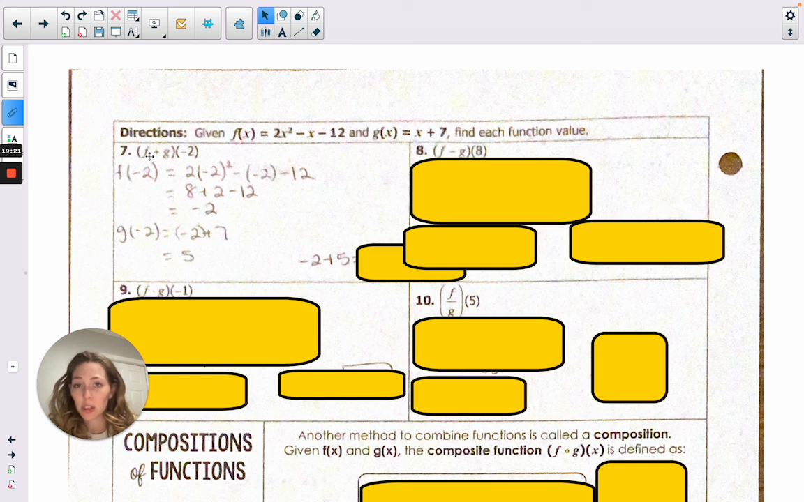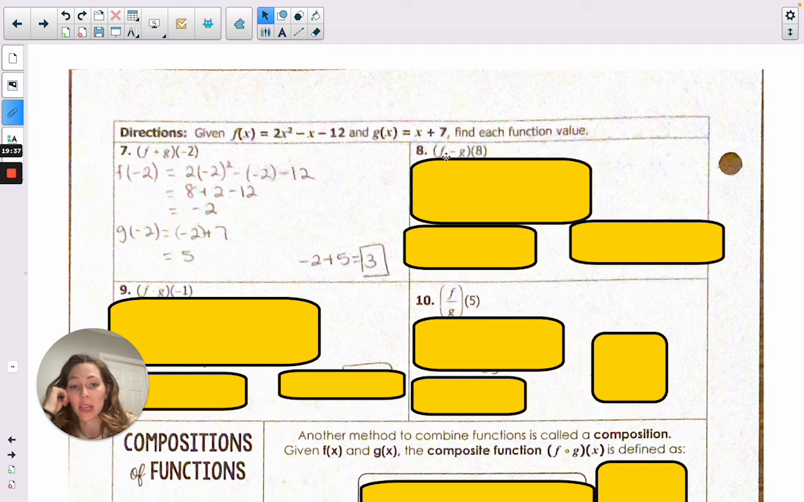This goes first because it's in the first spot. So make sure you do f first. -2 plus 5 is 3. And that's what this whole part's about. So I encourage you guys to pause the video, try 8, 9, and 10.